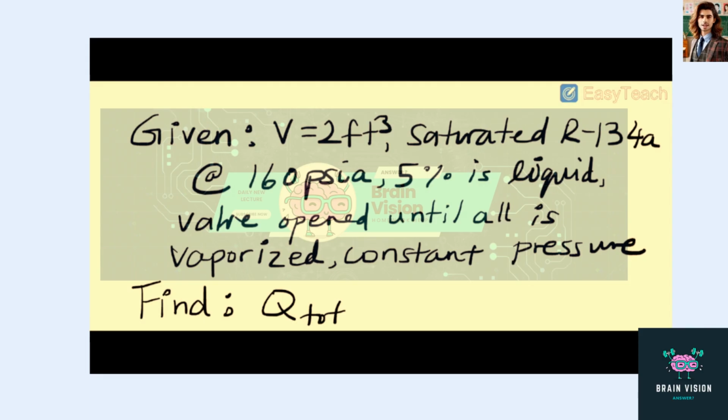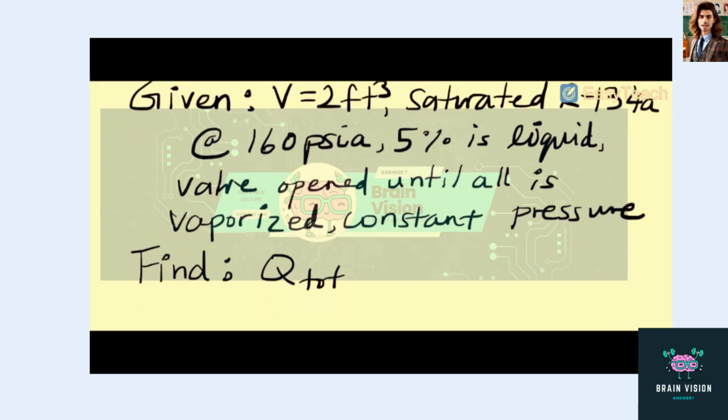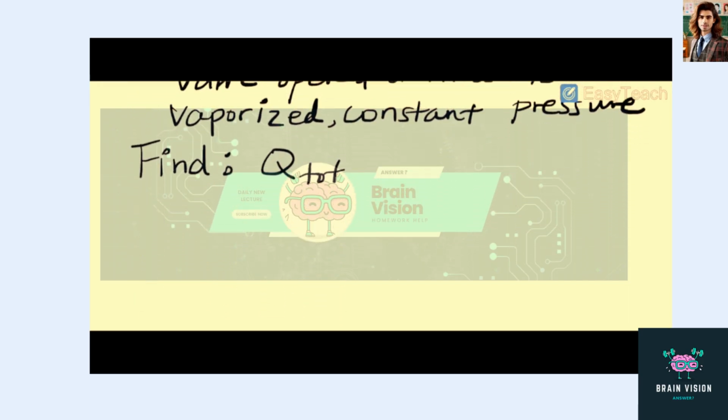Hi everyone, so what we have is a rigid tank of volume equal to 2 cubic feet of saturated R134A refrigerant at 160 psi, of which 5% is liquid, the remaining 95% is vapor. There's a valve that's opened until all the liquid is vaporized, and this is a constant pressure process. So during this isobaric process, we are asked to find the total heat transfer.